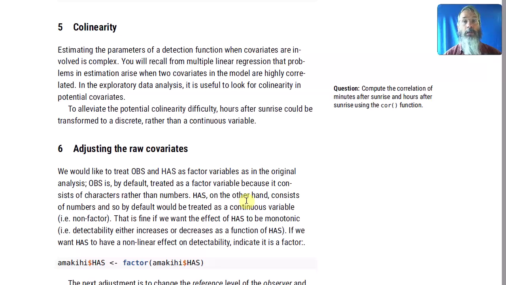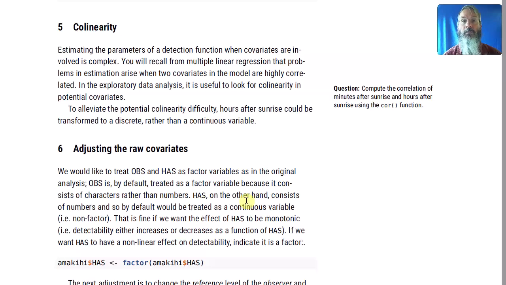One of those difficulties can arise when there's a strong correlation between the predictors that we place into our model. Remember, we're trying to predict detectability as a function of distance and other covariates.